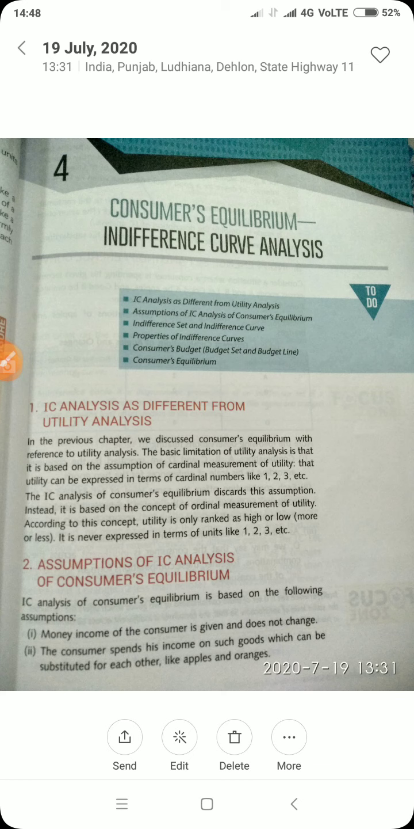We are going to start with the fourth chapter from your book, Introductory Microeconomics. The name of the chapter is Consumer Equilibrium and Indifference Curve Analysis. Before we continue, what did we discuss in the previous chapter? What is consumer equilibrium? That is a point where the consumer is able to get maximum satisfaction within his given income. So this theory, the indifference curve, is also based on consumer equilibrium.